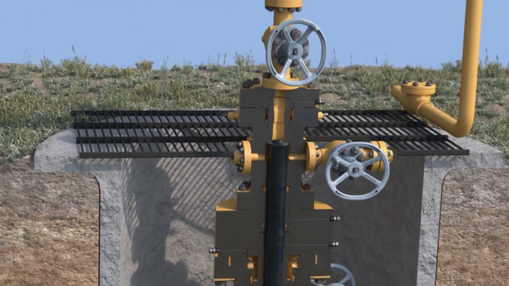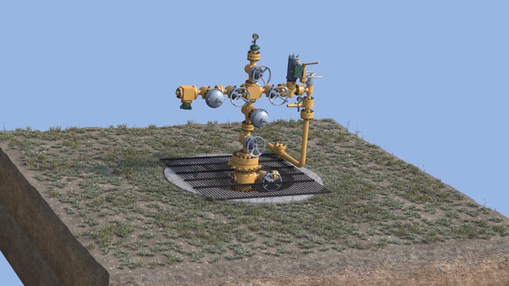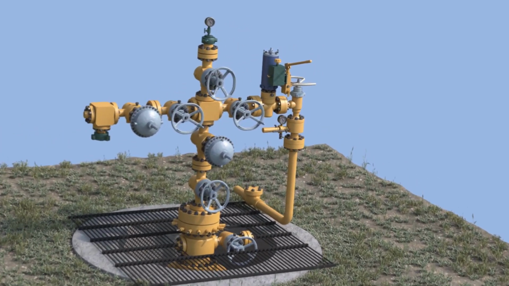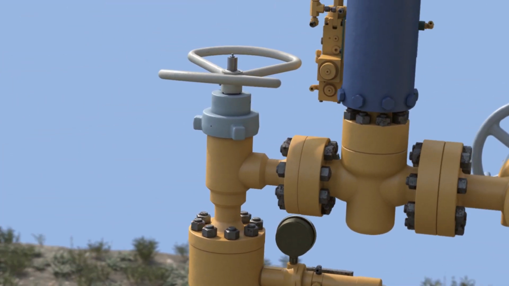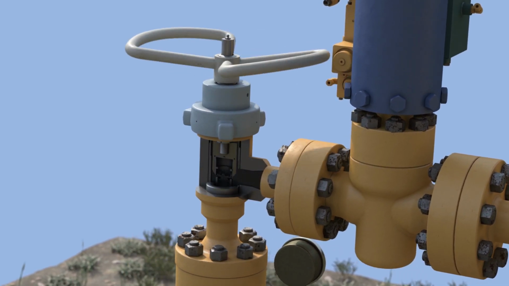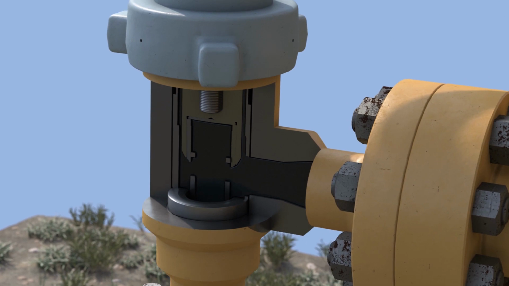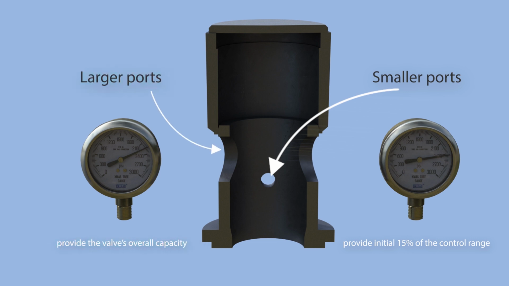This is imperative because a well-controlled flow allows you to ramp up your well slowly. A rapid well ramp-up can destabilize it, potentially causing a collapse and reducing well's productivity index. Avoiding damage to your most valuable asset, the reservoir, is crucial. Masterflow's standard trim provides a high level of control over its life. The smaller lower ports provide the initial 15% of the control range, while the larger ports provide the valve's overall capacity. This results in equal percentage flow characteristic curve and high liquid pressure recovery factor.